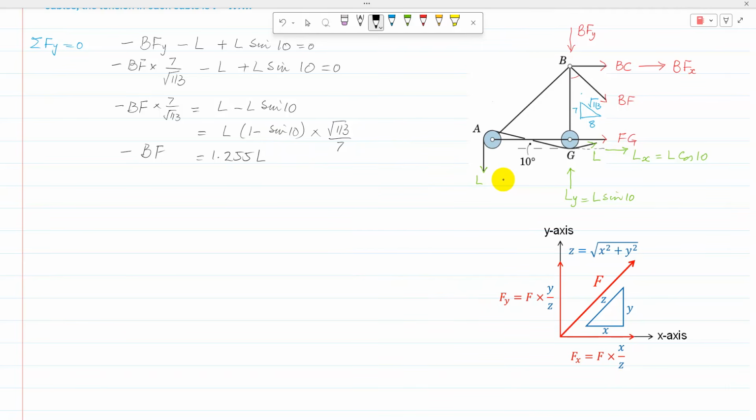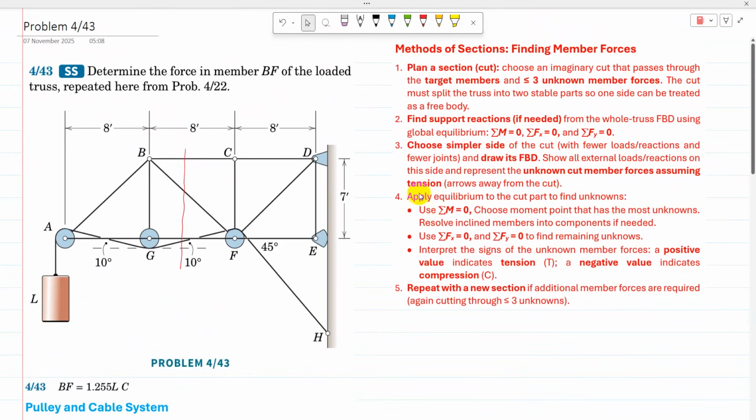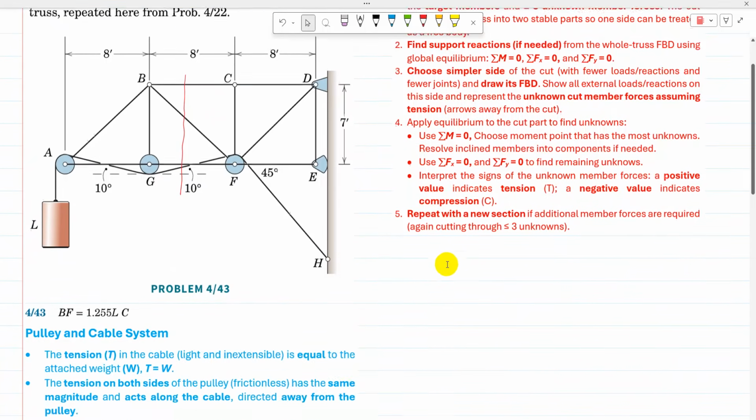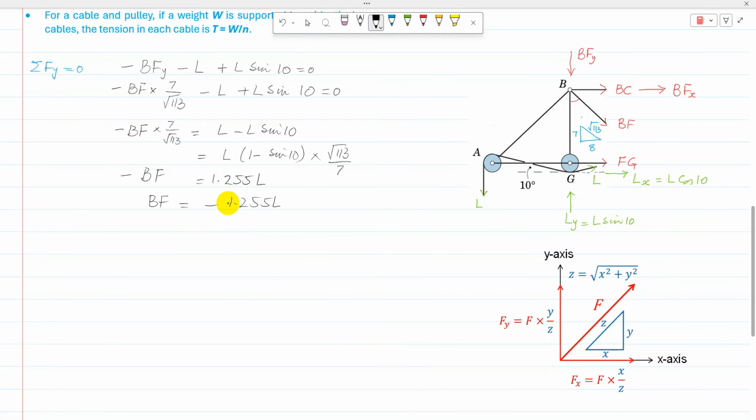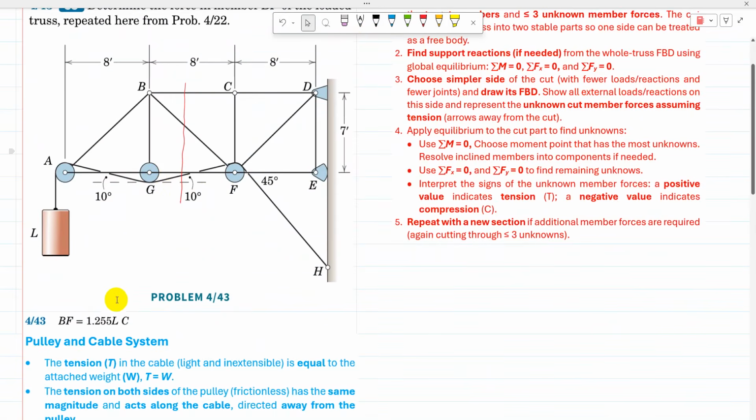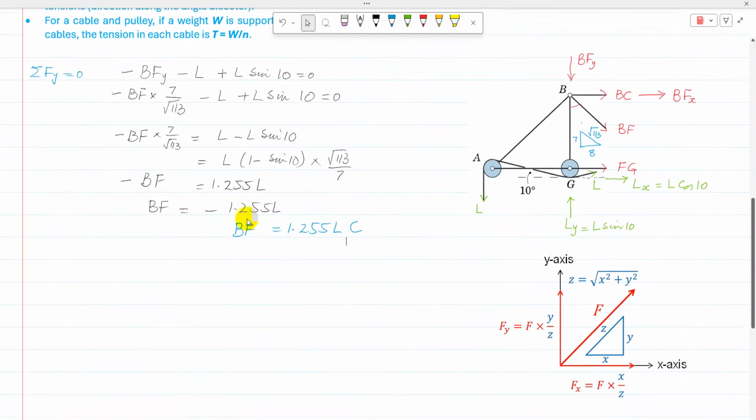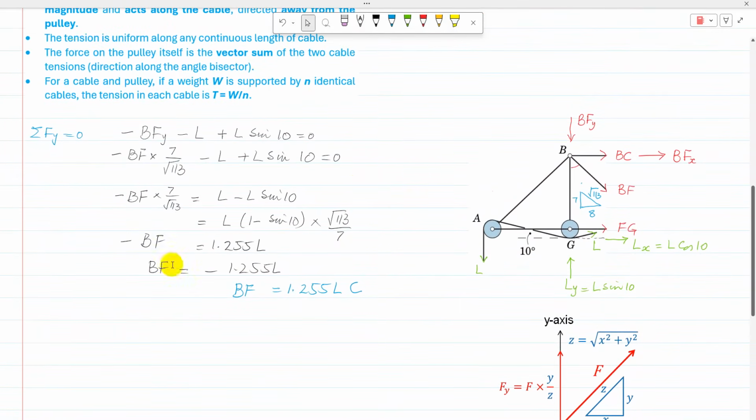1.255, I'll write. So BF is going to be minus 1.255 L. Now the next step is the interpretation of the sign of the unknown member. A positive value indicates tension, a negative value indicates compression. Because the answer is negative, BF is 1.255 L in compression. So that is the answer, 1.255 L in compression. So that is the solution.